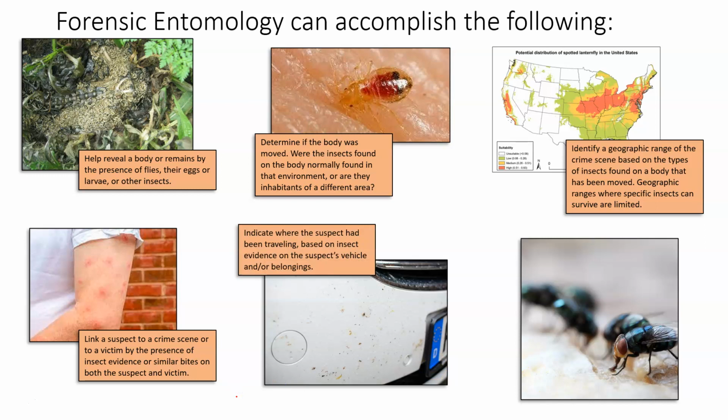Just like bites on a person, insects are often transferred from environment to vehicle or from vehicle to environment. So if there are insects located on a victim's or a suspect's vehicle, they can be analyzed. The actual contents of the insects can be analyzed to link a suspect's vehicle to a particular geographic range.